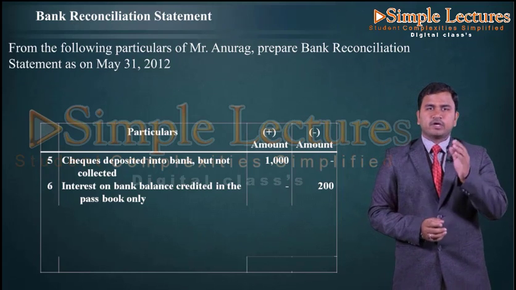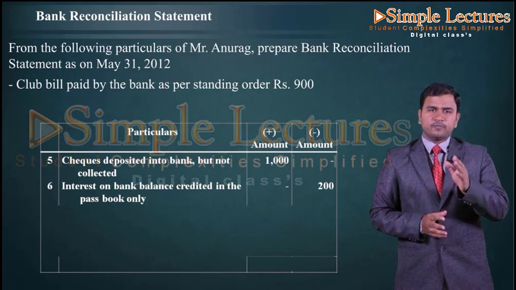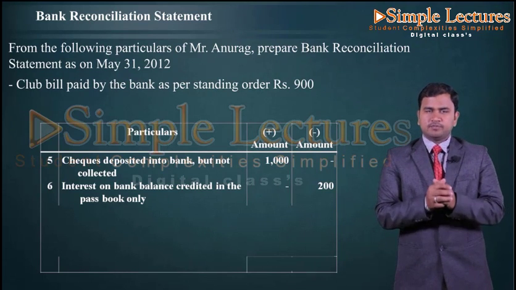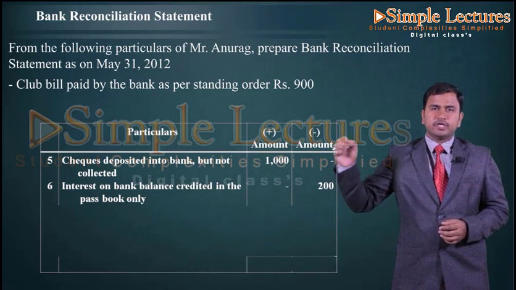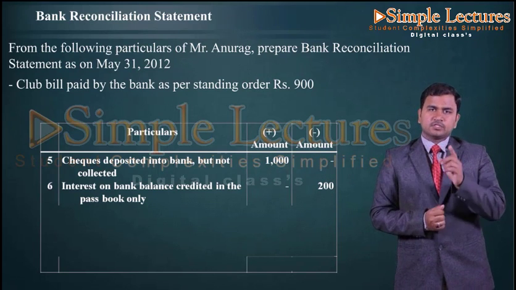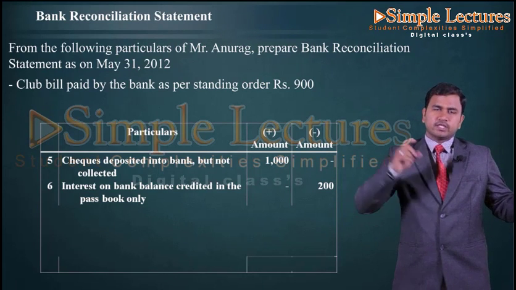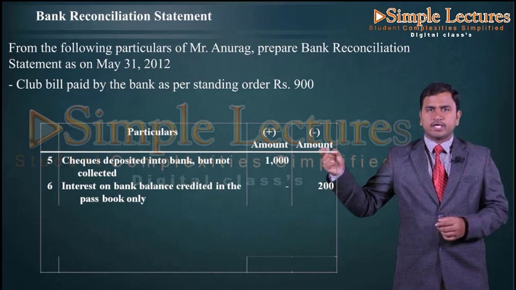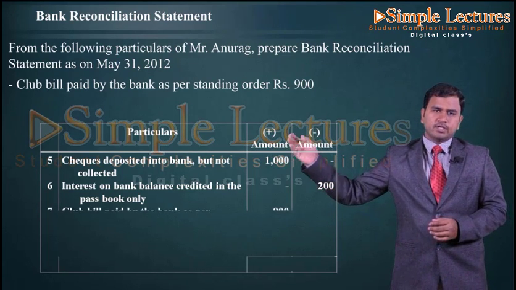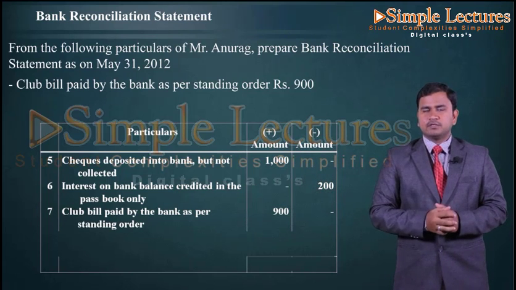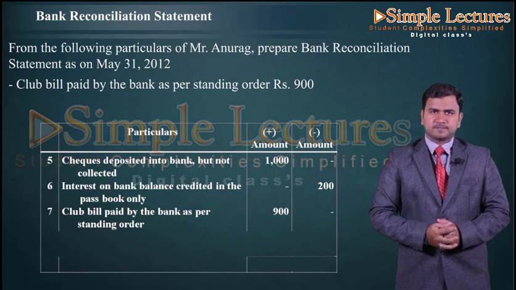Then we have club bill paid by the bank as per standing order, rupees 900, which means that the club bill was paid by the bank and 900 rupees were deducted from the passbook. That 900 rupees was not deducted from the cash book, that's why we are going to add it again to bring the balance as per the cash book. So serial number 7, club bill paid by the bank, in positive amount column 900.